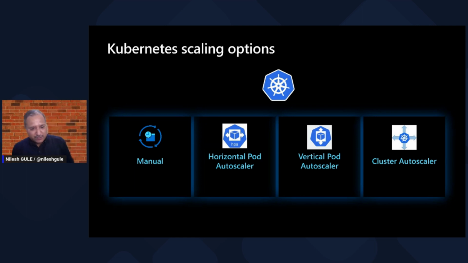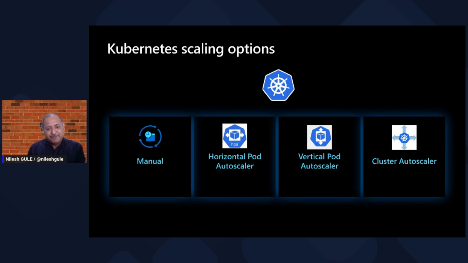The HPA, or horizontal pod autoscaler, works on the basis of how much memory or CPU is consumed for a particular pod. Then we can define a range within which, if it is exceeded, the HPA will kick in and increase the number of instances.